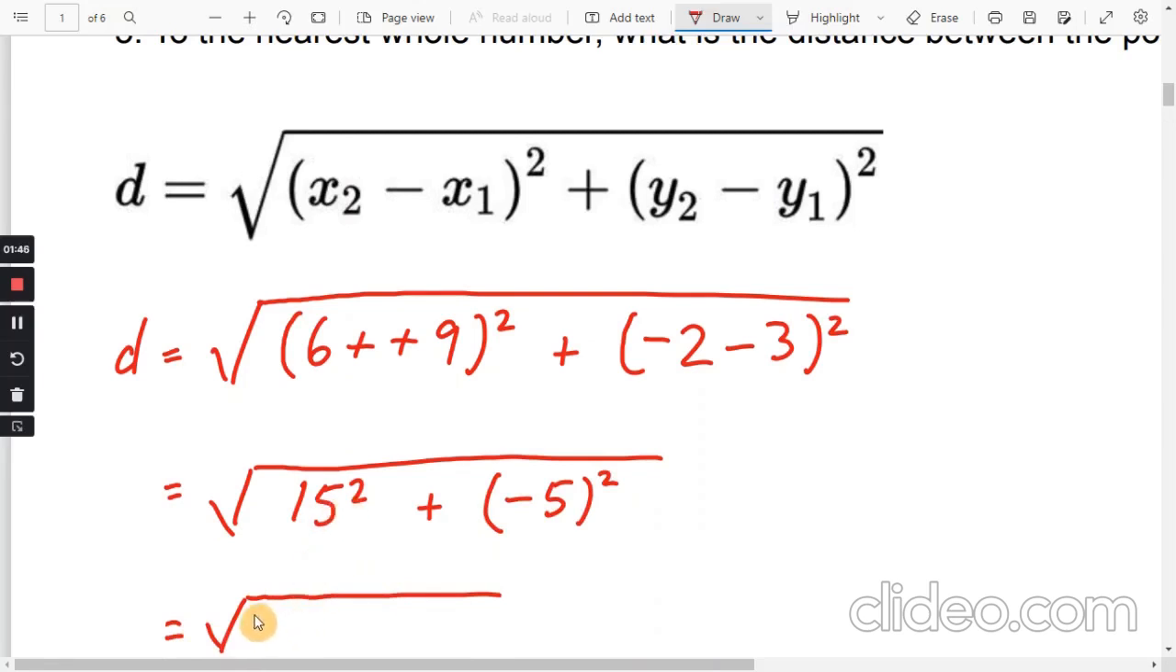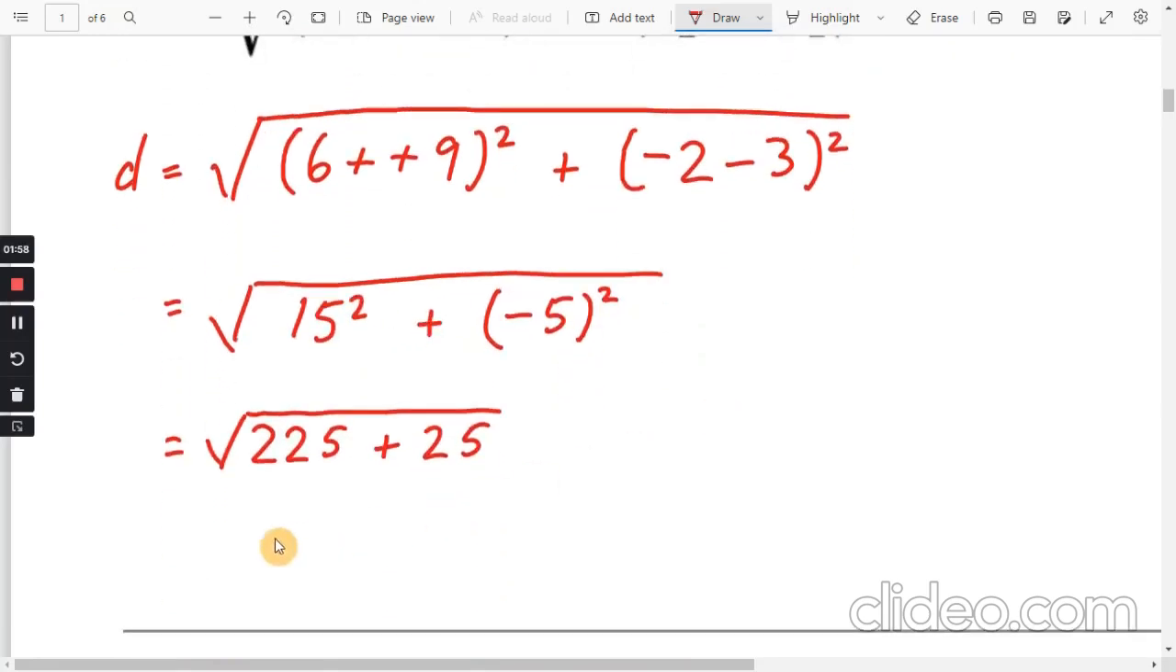15 squared, 15 times 15, that's 225. Negative 5 times negative 5 is positive 25. Okay, remember this step, when you square it, it's always going to be positive. 225 plus 25 is 250.